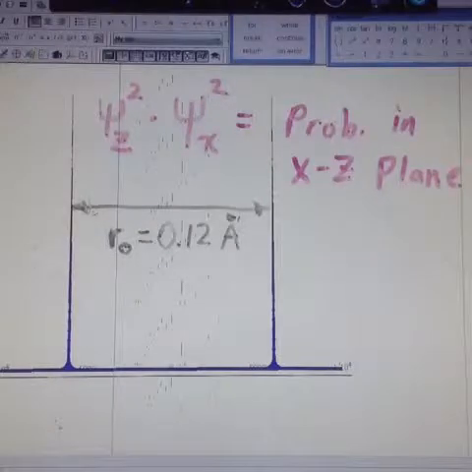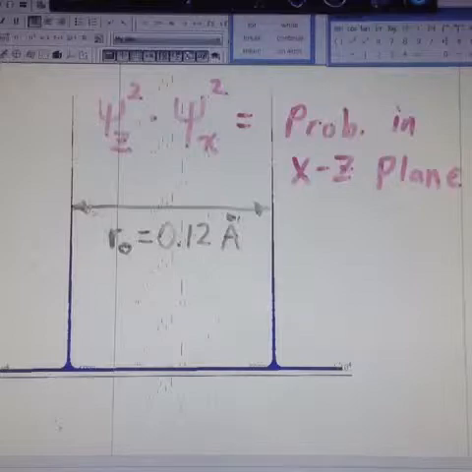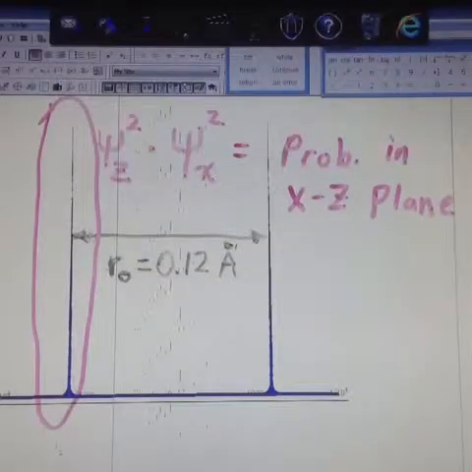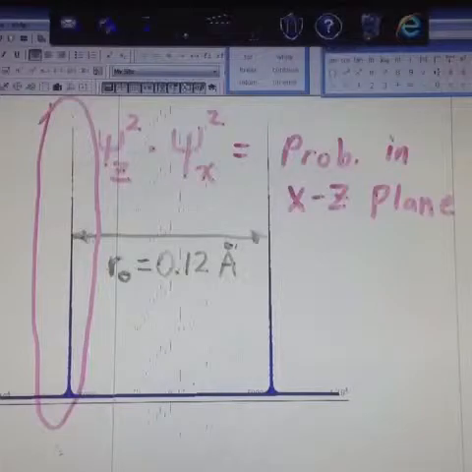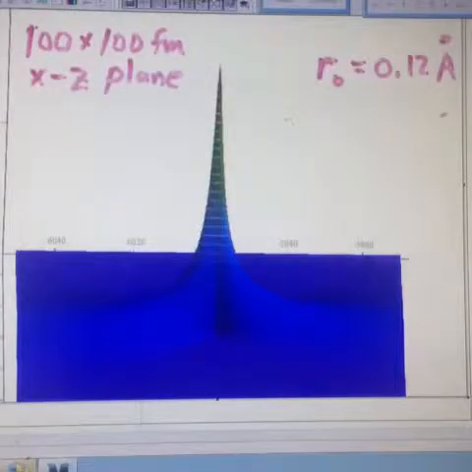Now we can calculate the xy wave functions as a function of z for a given deuteron separation. We could use any of the degenerate energy states to draw a probability plot in the xz plane. For convenience, we'll use the ground state as shown here for a separation of 0.12 angstroms. We can zero in on the electron distribution around one deuteron to see more detail as shown here in a 100 Fermi by 100 Fermi plot.